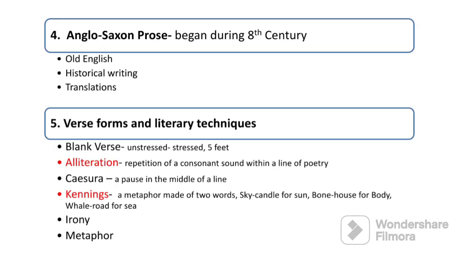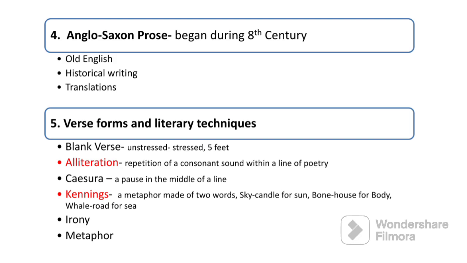The fourth point is Anglo-Saxon prose. It was not during 400 and 500 AD that people started writing in prose. It only began during the 8th century, and the credit goes to King Alfred and Elfric, a clergyman.